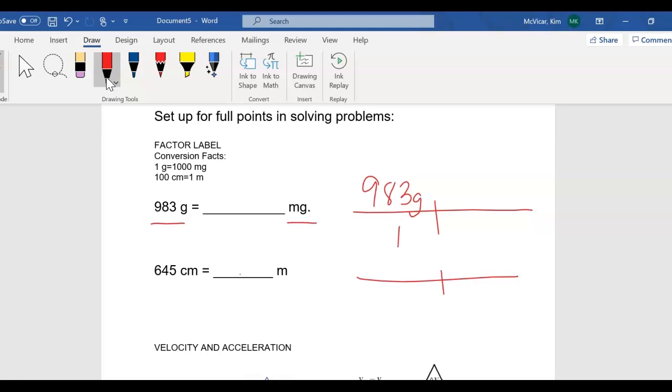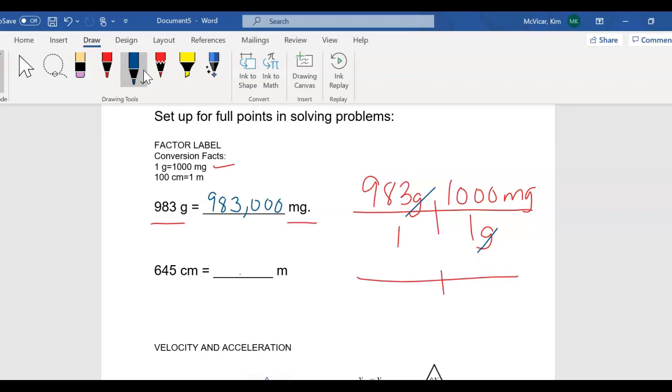Okay, I'm converting to milligrams, so when I pick my conversion fact, I need to put the value for milligrams on top. Remember that it doesn't matter what order the conversion facts are in. They are equivalences. We could write them in any order. I'm going to cancel grams. 983 times 1,000 is 983,000 divided by 1, still 983,000. Yes, that's a really big number. Makes sense because a gram is a bigger number than a milligram, and so there's logic there, no problem.